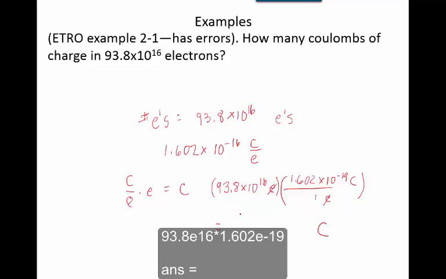Somebody want to calculate that? 0.150. Yep, I agree, 0.150 coulombs. Because the electron only has 3 significant digits, it's proper to put down the 0 there. Yeah, 3 significant digits.